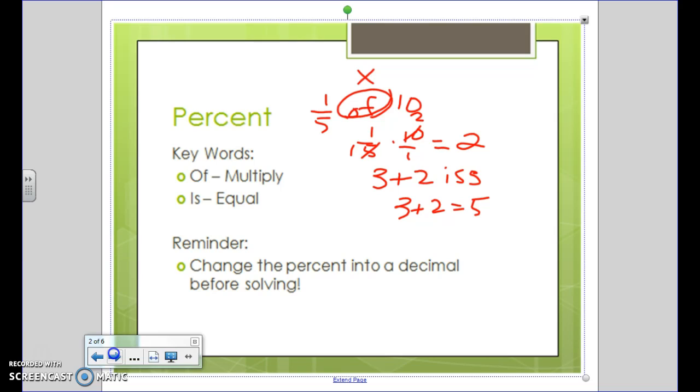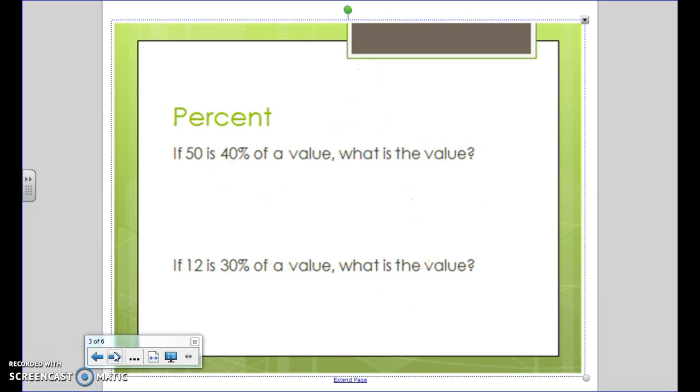Before you do anything in your equation, though, make sure your percent is written as a decimal. And keep in mind that percent means per 100, so we're going to divide it by 100, or move the decimal place 2 spots. All right, I think that's everything we needed to talk about as far as review goes. Of means multiply, is means equal. Change the percent to a decimal by moving the decimal place 2 places to the left. And so let's take a look at some of these problems here.